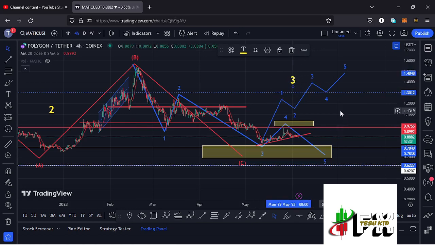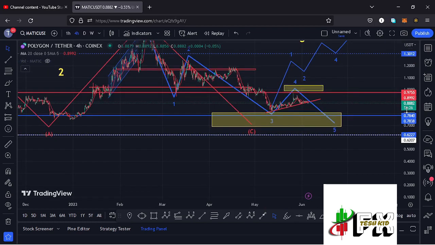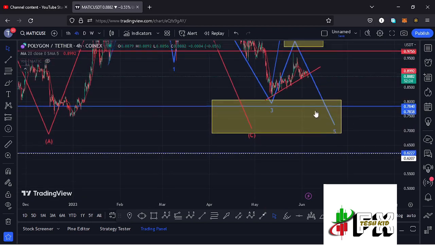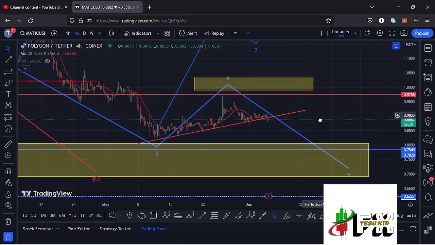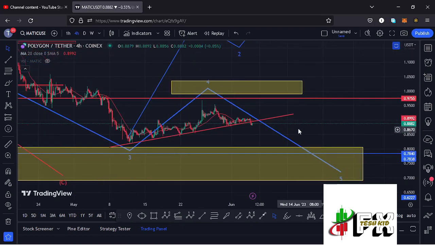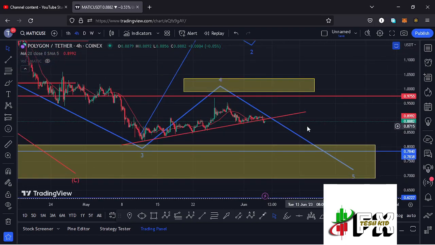So those are the moves that I'm tracking here on the Polygon Matic chart in case we get a successful retest of that ascending trend line. But in case we get above it, then we can watch out for higher prices in a move that could take us to the area at around the $0.9755 mark, and a break above that could send us above the $1 mark.